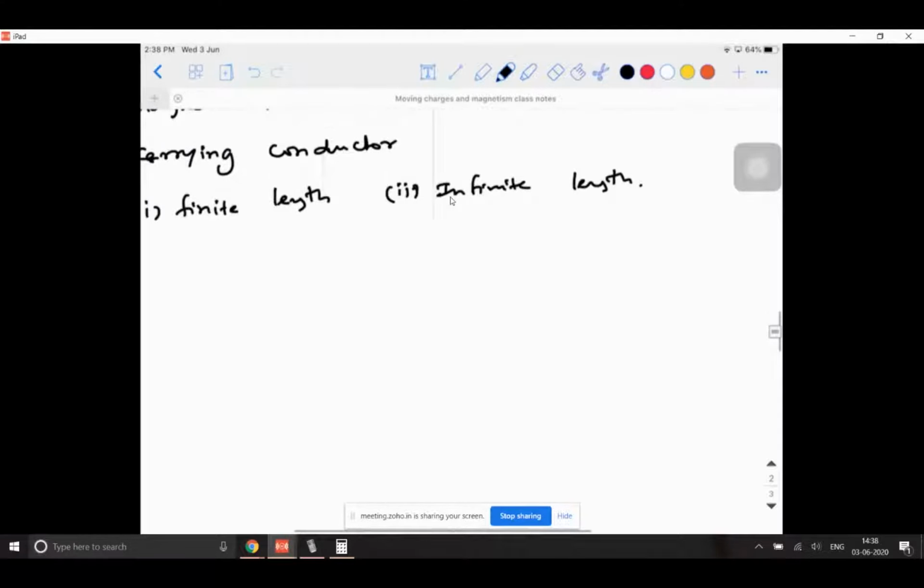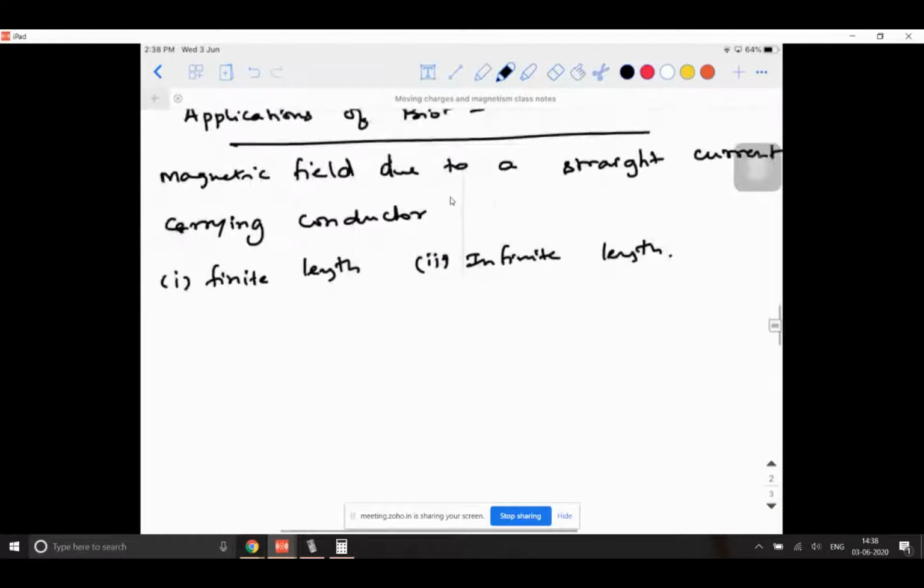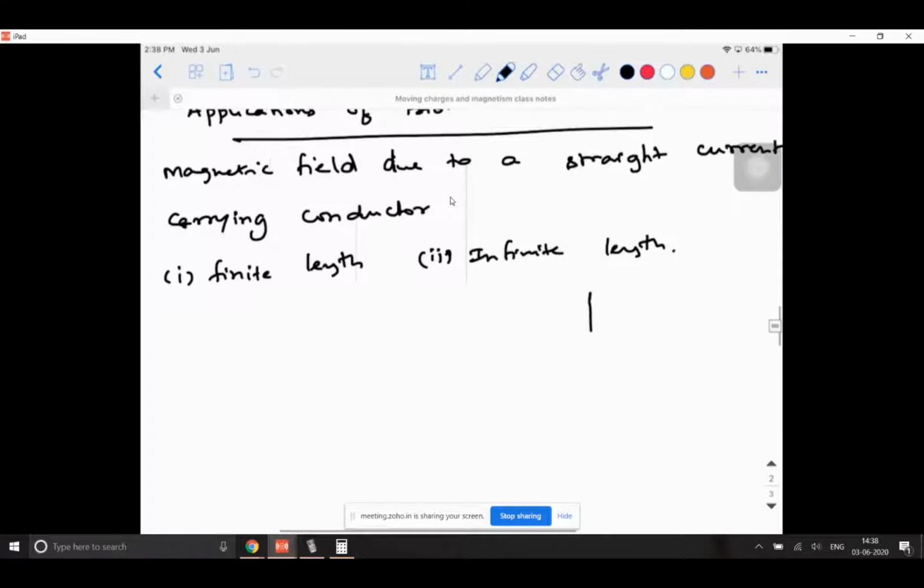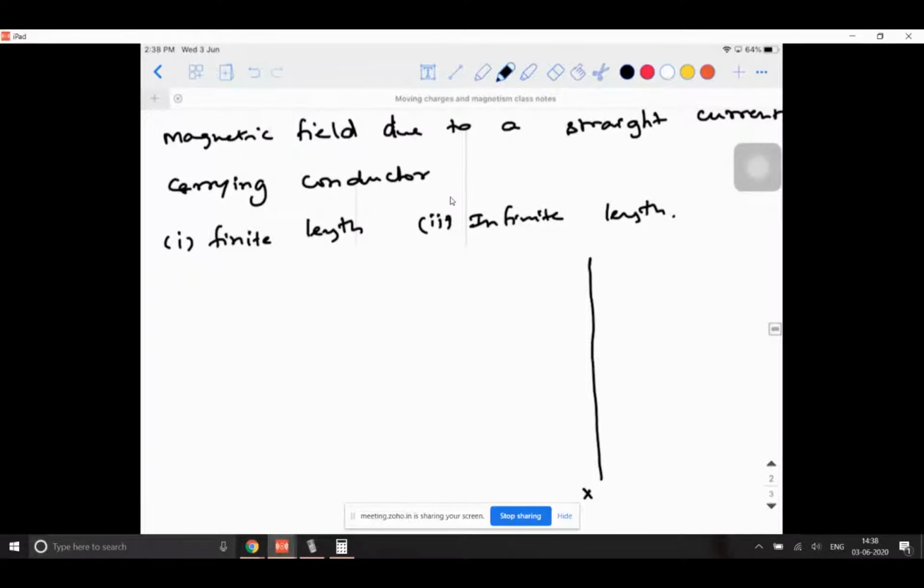So start writing. I'm going to see for a finite length. Let's say you have a current carrying conductor which is of a finite length, and the current across the conductor is flowing from the point X to point Y in the upward direction. Let's say that is the direction of current. Now let us consider a point P which is at a distance A from it. When I say distance between a point and a line, it has to be the perpendicular distance, right? So let's say there is a distance.